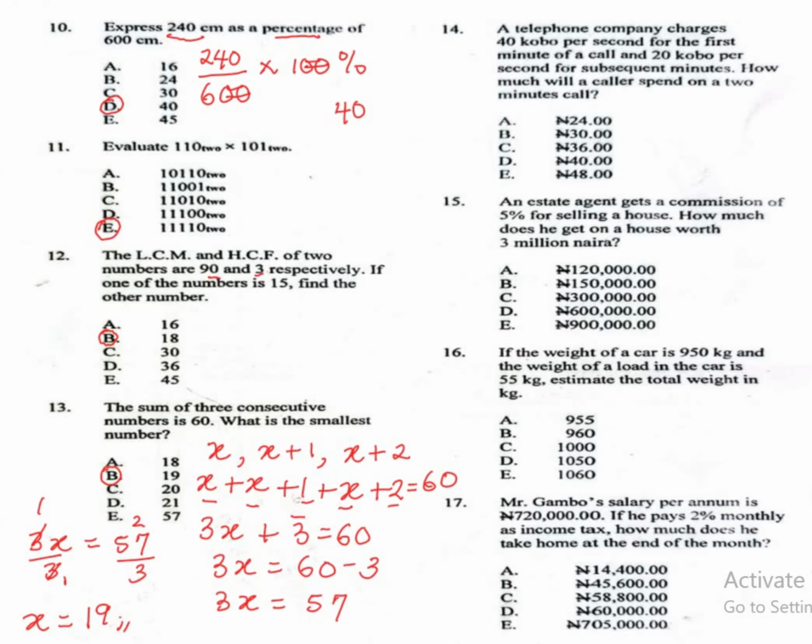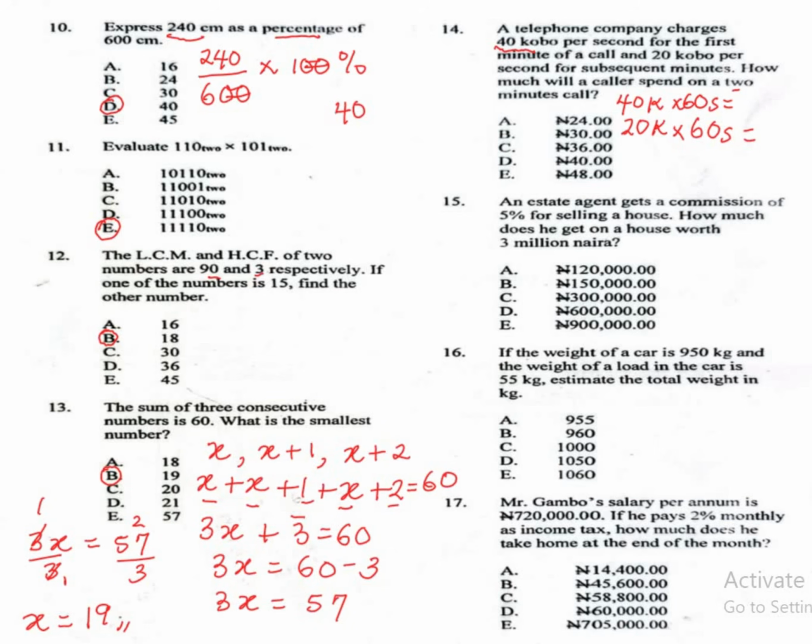So let's break this down. 40 kobo per second for the first minute. Now, someone made a 2-minute call. So the first minute, 60 seconds make 1 minute, and it is charging 40 kobo per second. So the person will pay 40 kobo times 60 seconds, which makes 1 minute. Now, 20 kobo per second for the subsequent minute. Let me clean this so it doesn't confuse you. So this will be 20 kobo for the next 1 minute. Since it's 2 minutes, that's times 60 seconds.